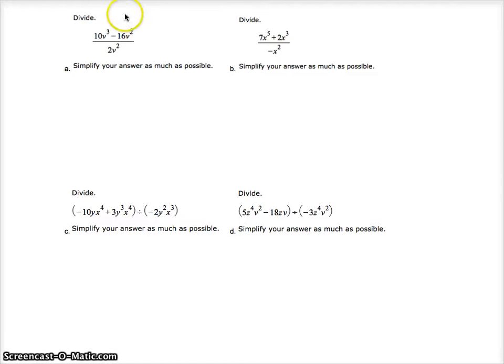Hello, welcome to Dividing Polynomials. In letters A, B, C, and D, you're going to be asked to divide the polynomials. Let's look at letter A. It says divide, simplify, answer as much as possible.